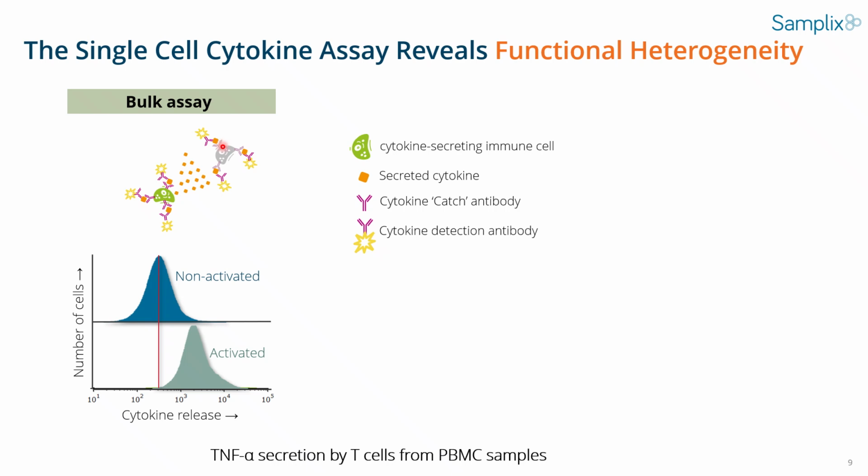When you analyze something like this, here we have done it for TNF-alpha secretion by T cells in a PBMC sample. You can see that if we have not activated the T cells, we get this kind of profile of cytokine expression on the flow cytometer. And if we activate the cells, it looks like we are really pushing everything up in cytokine signal.